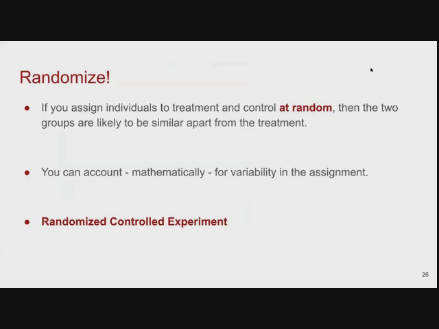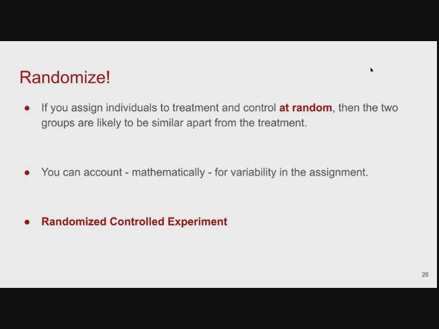If we're able to assign individuals to these two groups at random, meaning that, let's just say we have 50 individuals, we randomly take one out of the 50 and put it in one of the two groups, and we keep doing that until each group has 25 individuals, then the entire process is random. Then the two groups are likely to be similar apart from the treatment.